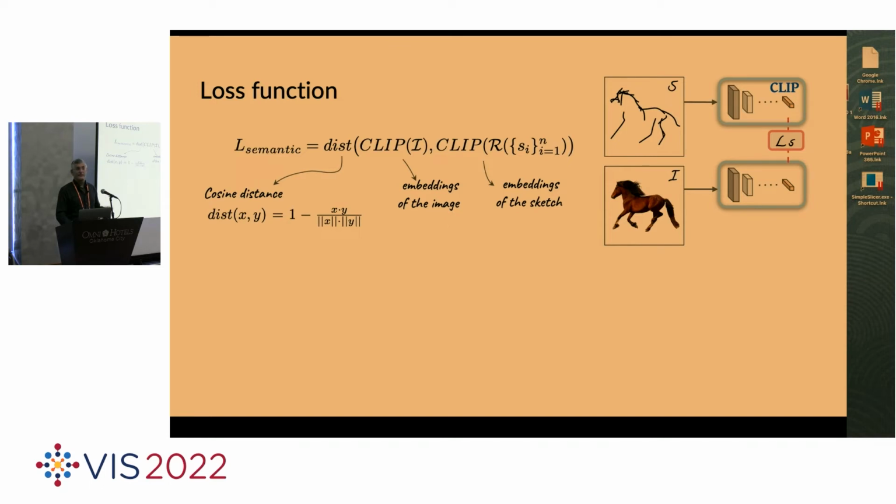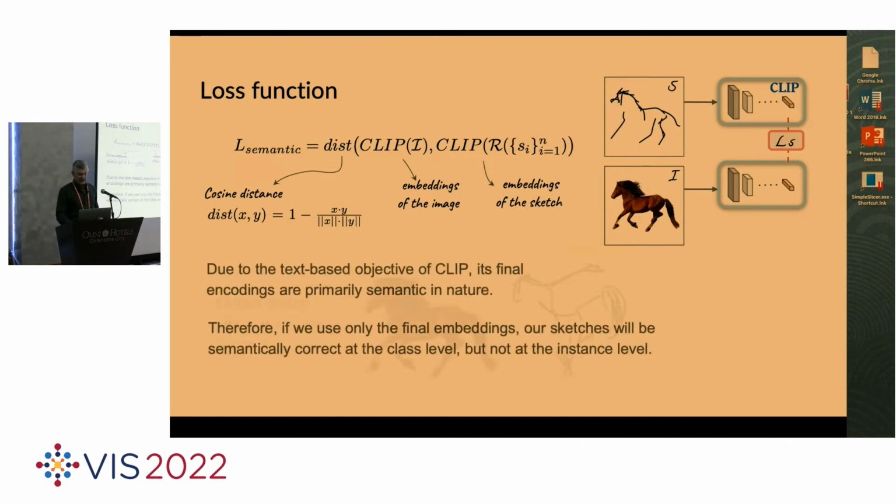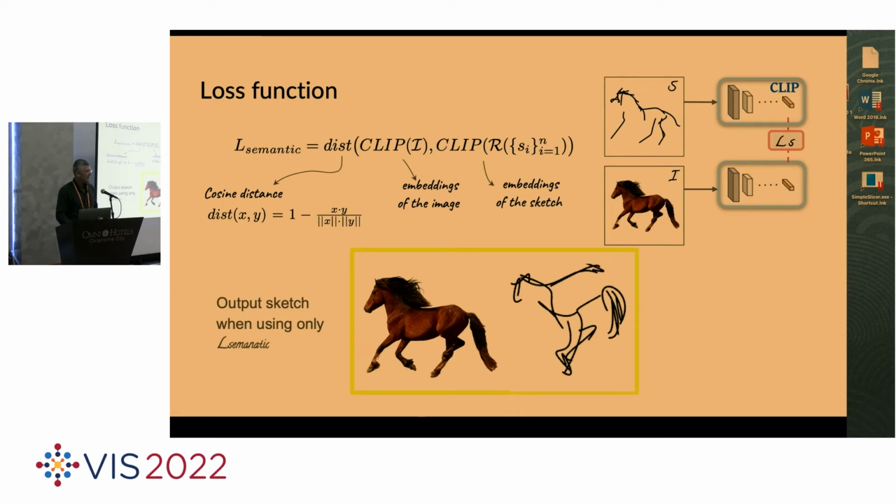But if we just use this term, we get images similar to this. As you can see here, the sketch did get some horse features, but it didn't resemble the specific horse that I wanted. That's why our goal was really to do both: to have this semantic representation of a horse, but also to resemble this specific horse.